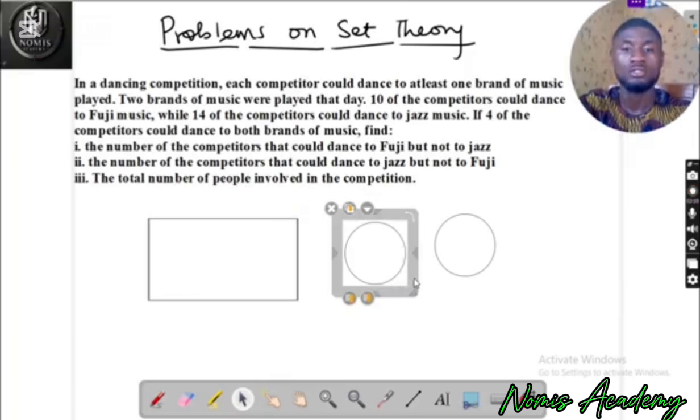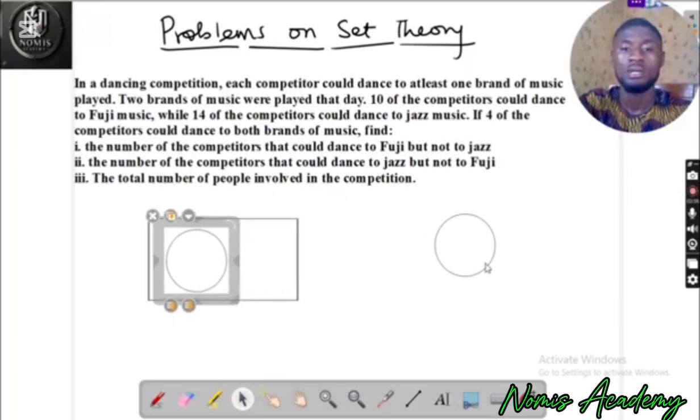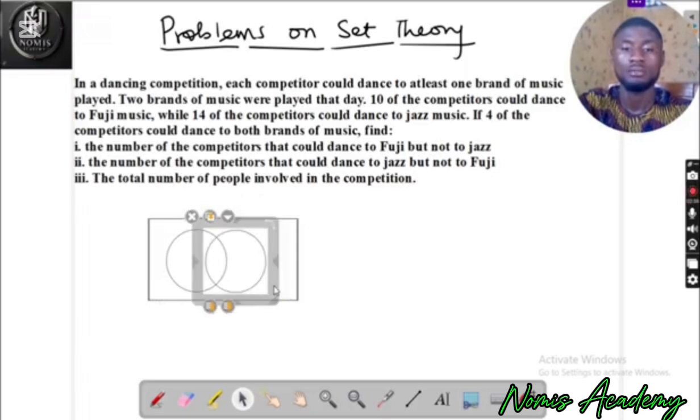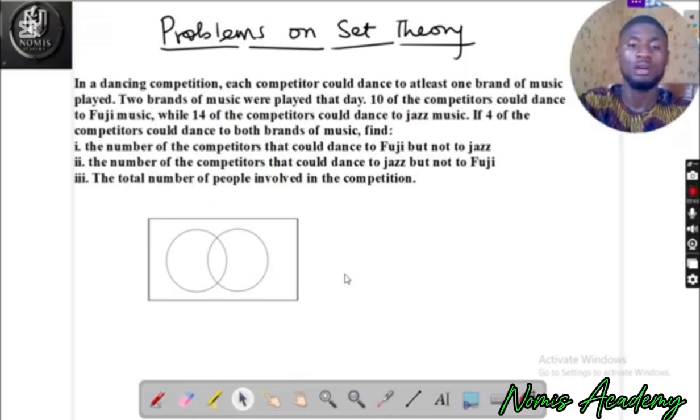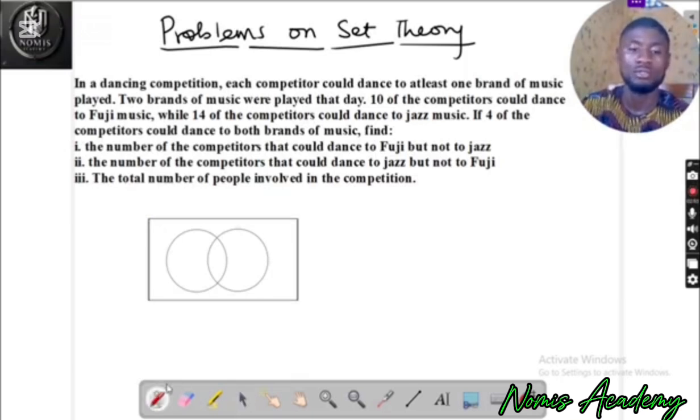Since two brands of music were played, we have two sets. Let's say set A and set B. Let's take this rectangle to represent the universal set, while each circle inside represents each set. So two brands of music were played that day.